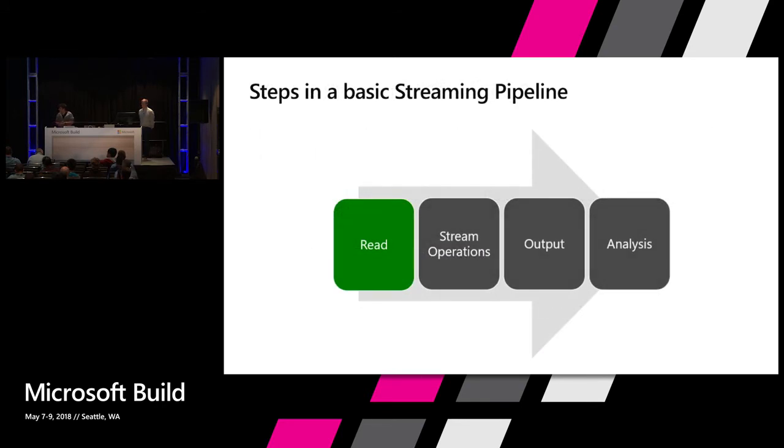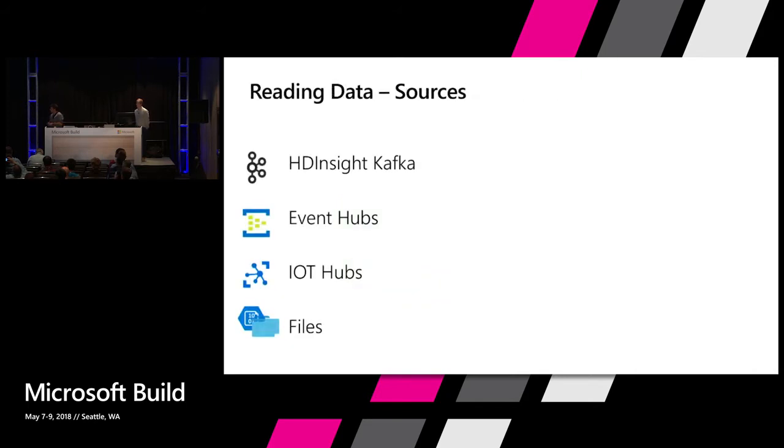So we'll switch to a very simple pipeline, just to explain some of these core concepts. What does a streaming pipeline look like? What are the different operations you need to perform? You have to be able to read data. You have to perform some stream operations. You might want to output data. Most people output data, and you might want to do long-term analysis on that output data in addition to the stream operations. To read streaming data, we support the following.